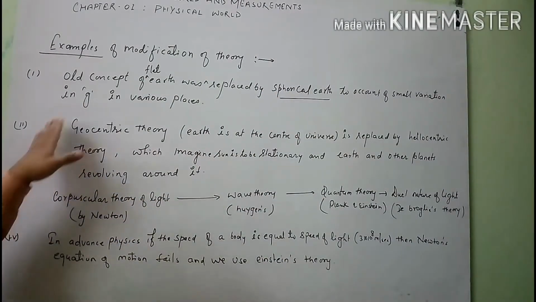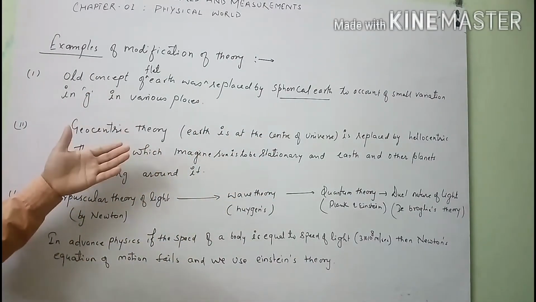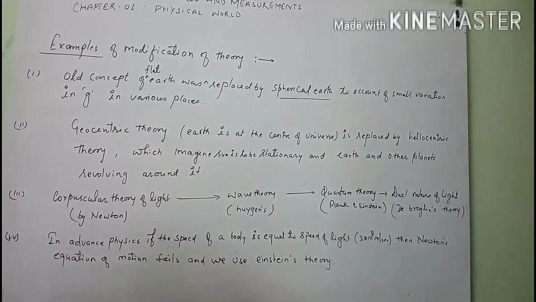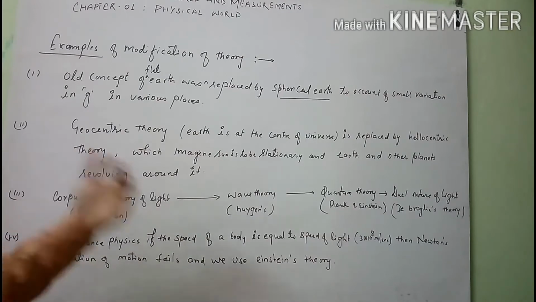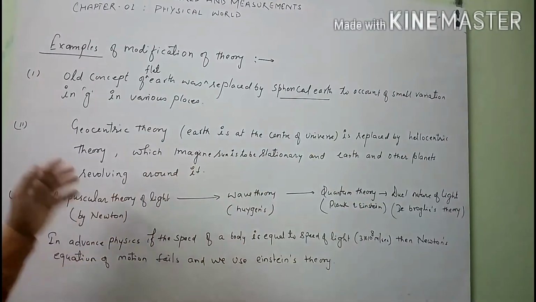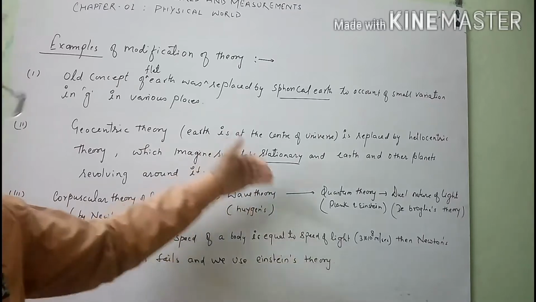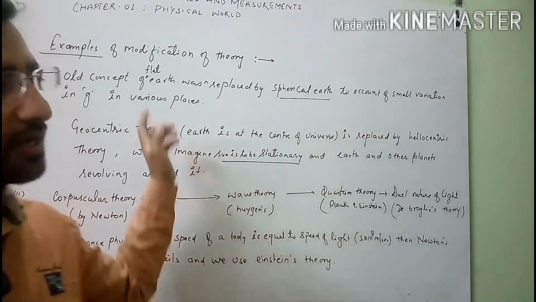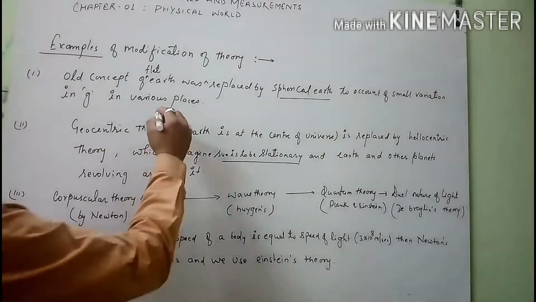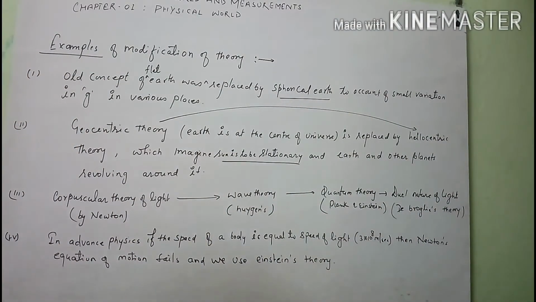After that, the next theory is the geocentric theory. According to the geocentric theory, the Earth is considered to be at the center of the universe. After modification of this theory with the help of the heliocentric theory, it was observed that the sun is stationary and the Earth and the other planets are rotating or revolving around it. So the geocentric theory is replaced or modified by the heliocentric theory.